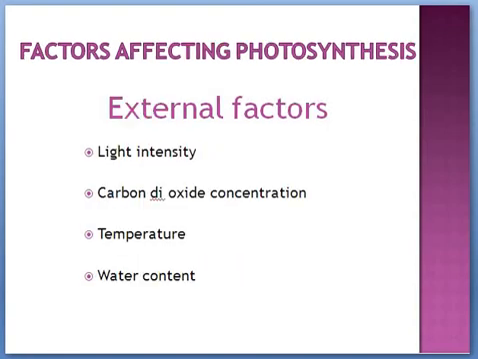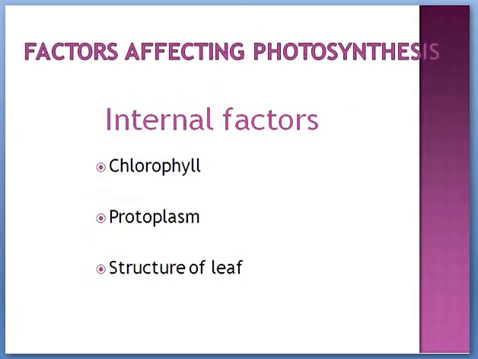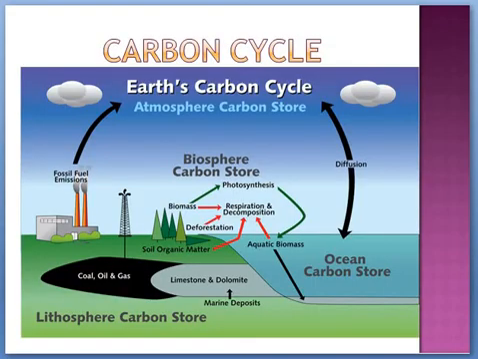So we discussed the external factors, the 4 things, and then the internal factors. The last topic that we are going to learn is the carbon cycle. For today's class, the last topic is the carbon cycle. In the carbon cycle, the atmospheric carbon cycle has 6 essential steps.